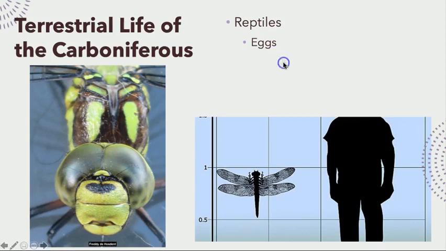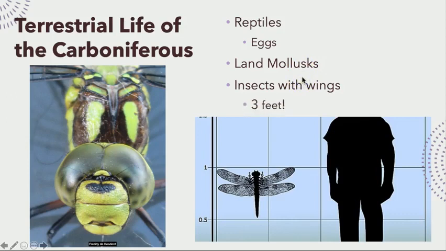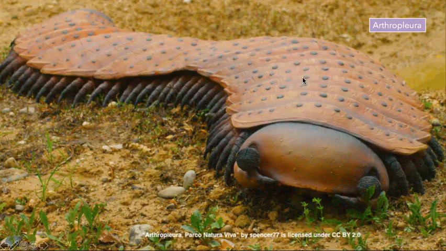The first snails appeared, along with winged insects like dragonflies, some of which had wingspans up to 3 feet. Another mammoth insect was Arthropleura, an ancestor of the millipede that could grow up to 8 feet in length.